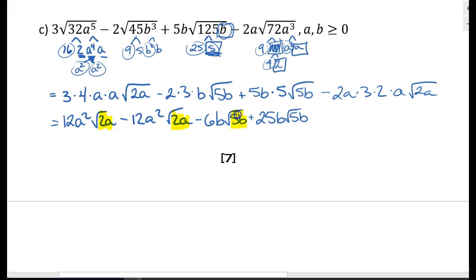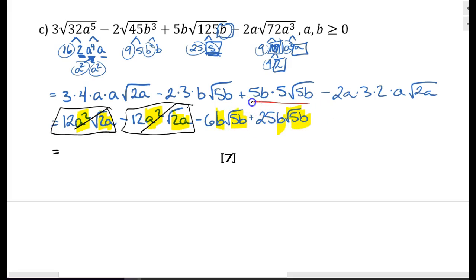Now I need to check not only my radicals, and I've got these two matching and these two matching, but I also need to check their variables. They are all consistent. So a squared, excellent. So these two are truly like terms. Now 12 minus 12 is 0, so they cancel out. b root 5b, b root 5b, these two are also like terms. Negative 6 plus 25 is going to give me 19b root 5b.